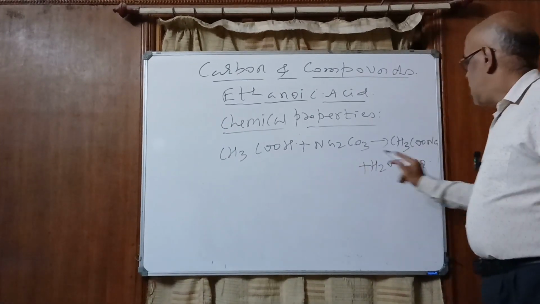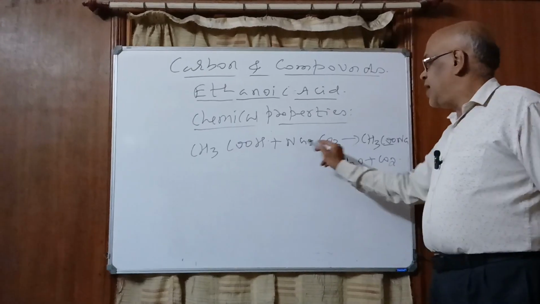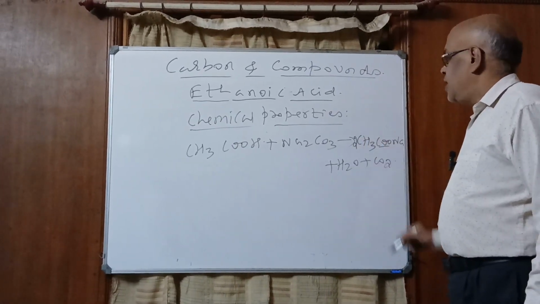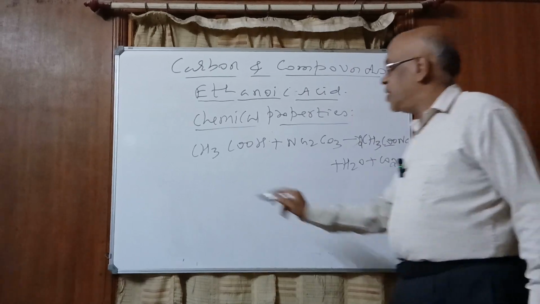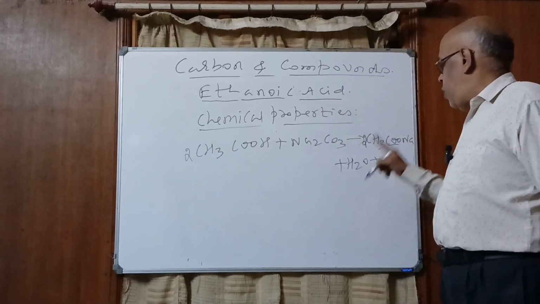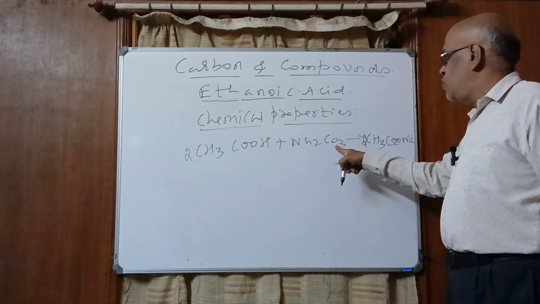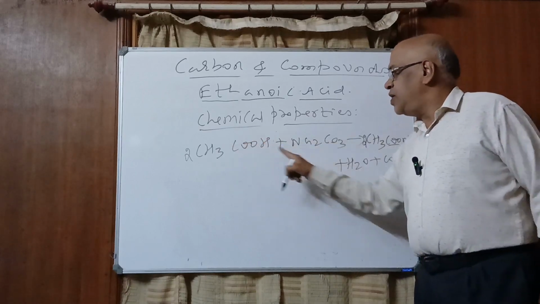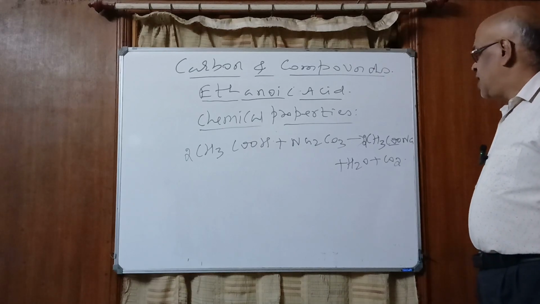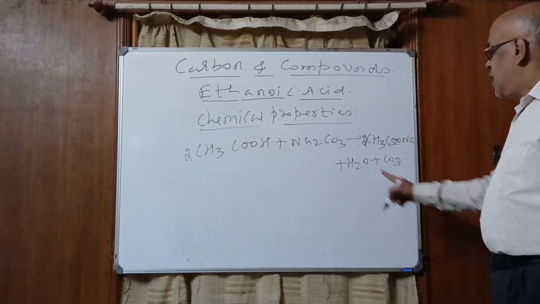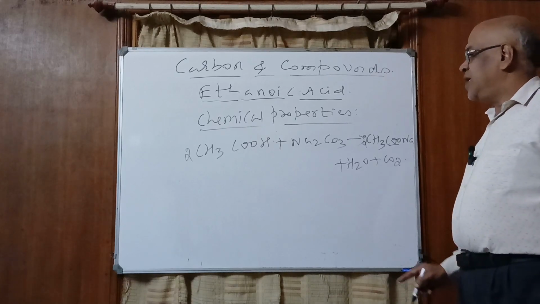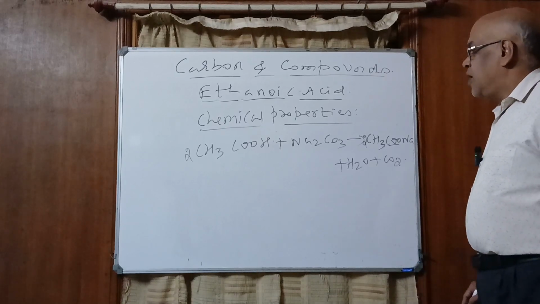CH3COOH, here Na2, here Na, put 2 here, 2 Na. Again CH3COOH becomes 2, put 2 here, CO2, then 2H, H2O. Everything is balanced, children. Yes or no? H2O plus CO2. So this is the reaction of acetic acid with sodium carbonate.